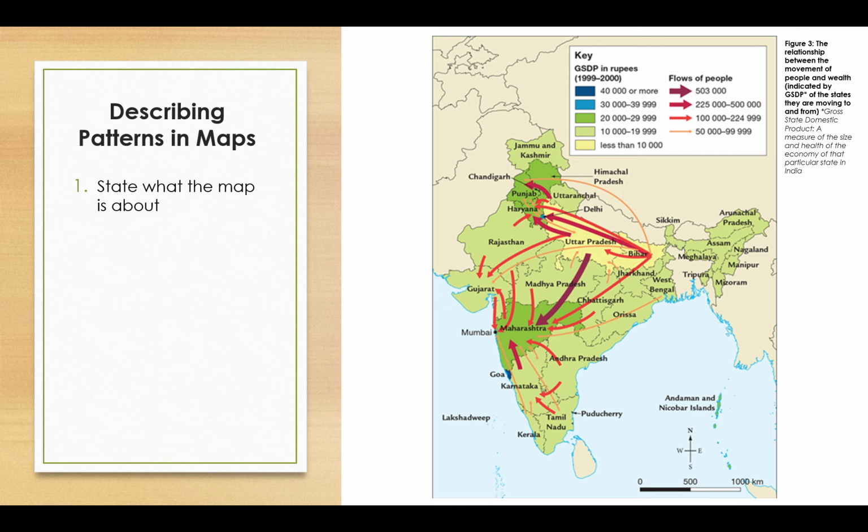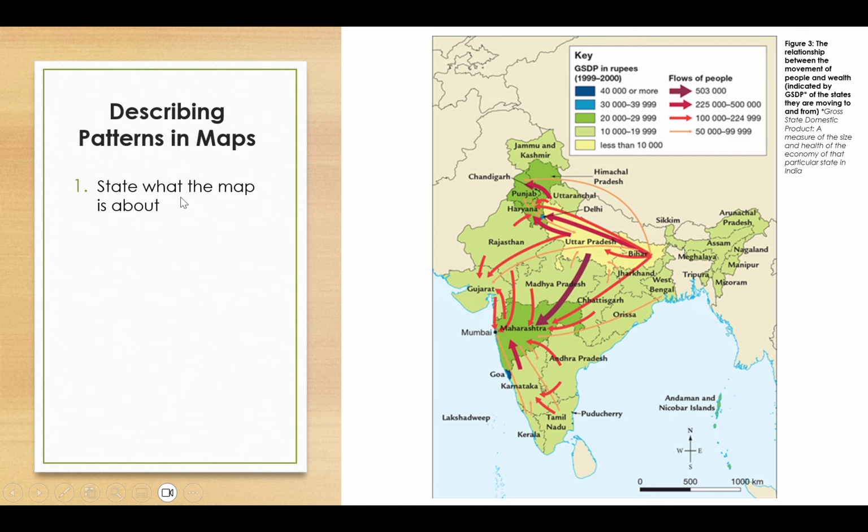Okay, so firstly, we have a map here of India, and it's showing, as we can see in the key, their GSDP in rupees from 1999 to 2000, and the flows of people, and the figure says the relationship between the movement of people and wealth indicated by GSDP of the states they are moving to and from. GSDP is the gross state domestic product, which is a measure of the size and health of the economy of that particular state.